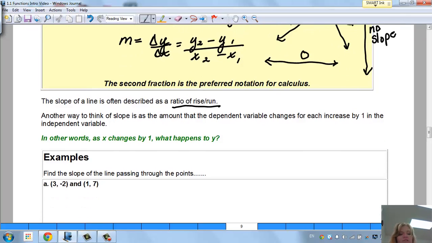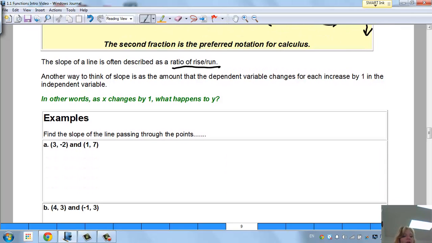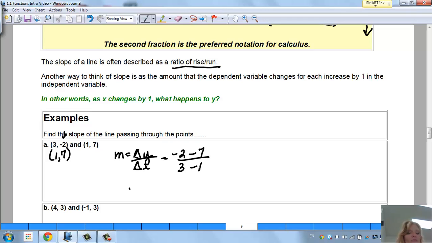So let's practice some slope problems. I have these 2 points. Now I'm going to give you a little hint. When I do this, I always do everything vertically. I don't like it horizontally. So I'm going to put the point 1, 7 over the point underneath, 3, negative 2. So we're going to find what the slope is. Slope is delta y, the change in your y's, over the change in your x's. So we start with the y's right here. I'm going to say negative 2 minus 7 over 3 minus 1. And so that's negative 9/2.